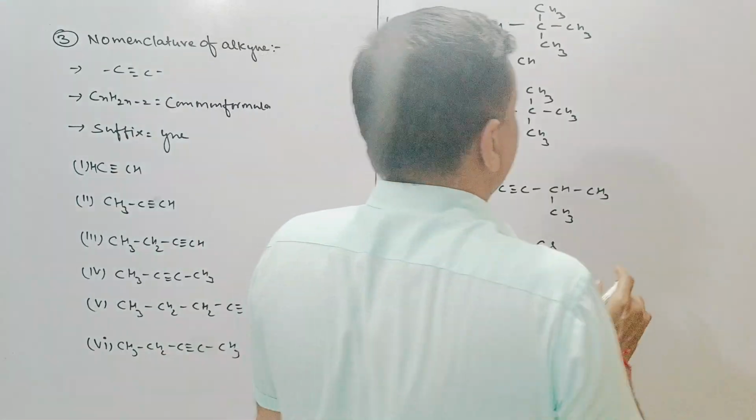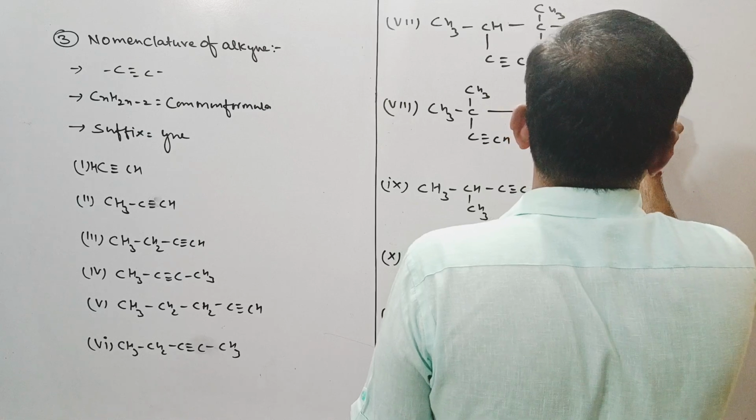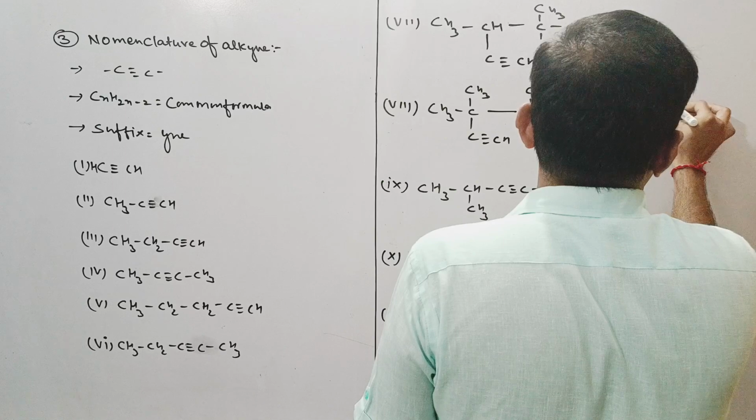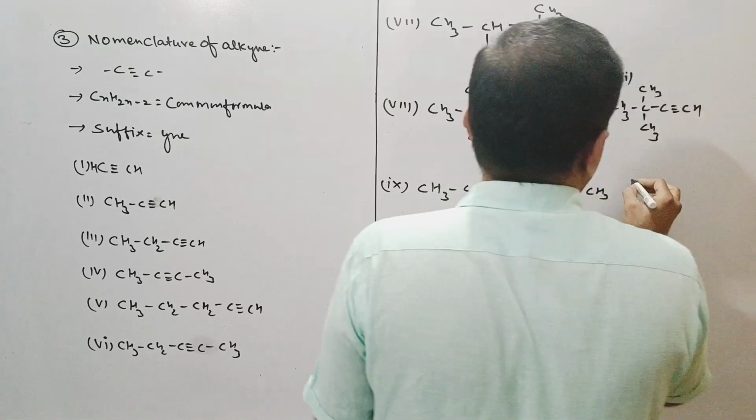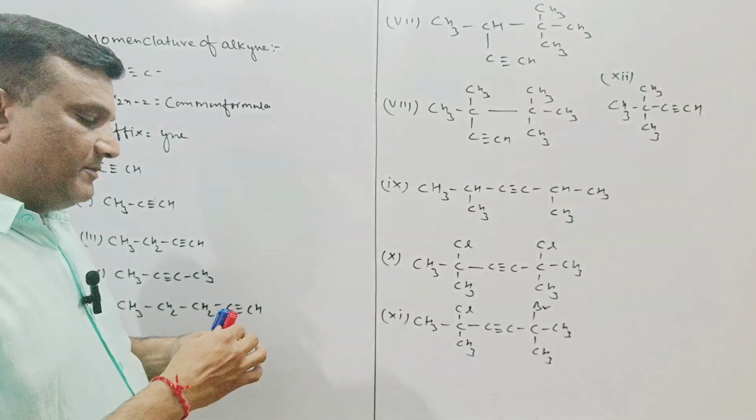Now we can take the 12th compound over here. What is that? This is the CH3, C, CH3, CH3. This is the C triple bond CH. So this was about the 12th compound. Now we'll go with the nomenclature.